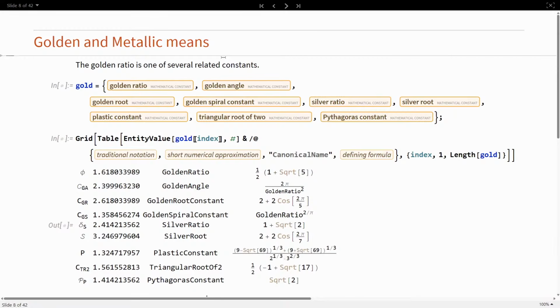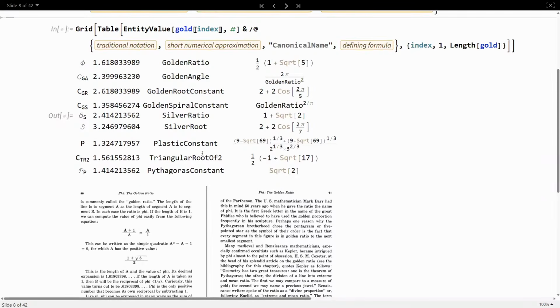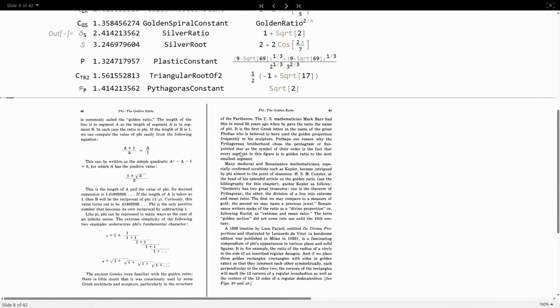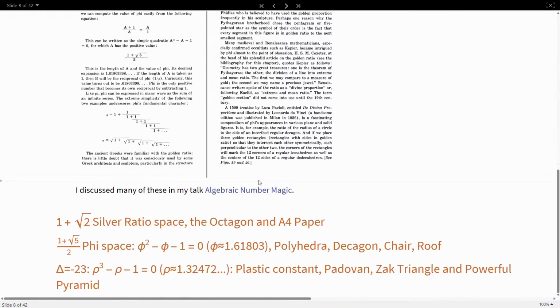And one particular set that I like quite a bit is the golden ratio, the plastic constant, the super golden ratio, and related items. Here's a few of those constants here. And here's Gardner's discussion of the golden ratio. I did a whole talk about these, one of my first talks, algebraic number magic. And this talk will be given in Wolfram Community sometime either today or tomorrow. But I can show a few highlights of some of these.